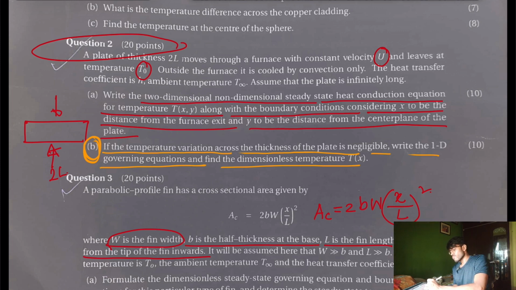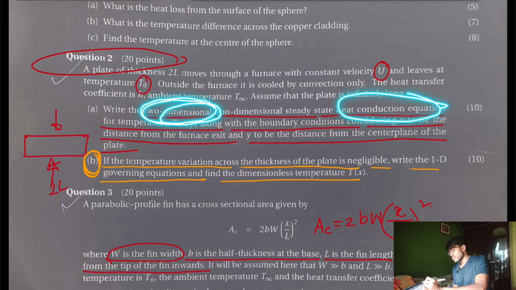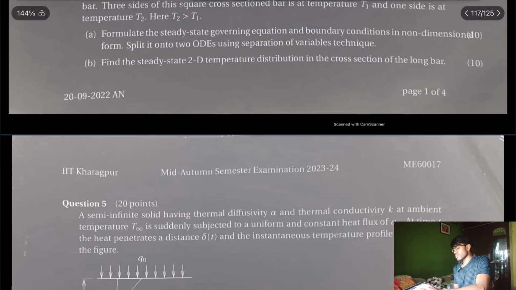So in our case I have taken the fixed position as the furnace only. So here it is asking to write the two-dimensional steady state heat conduction equation for temperature T(x,y). In that equation I have written dT/dx, because T is only a function of x, but you have to write here T(x,y) along with the boundary conditions, considering x to be the thing.